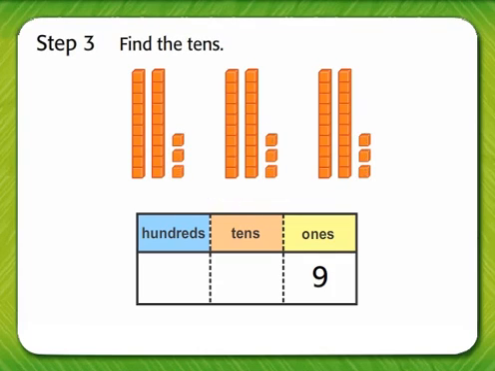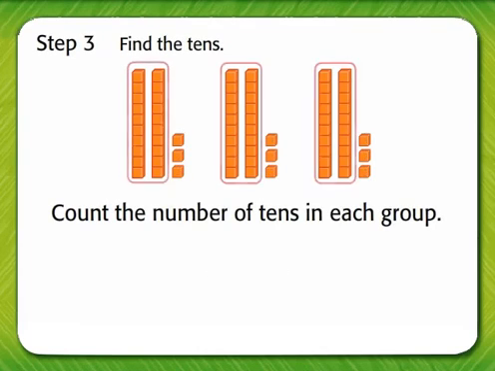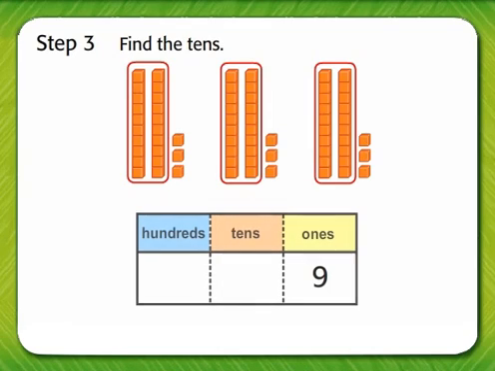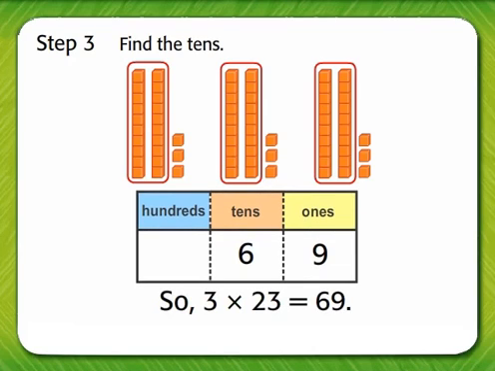Now we can find the tens. Count the number of tens in each group. There are 2 tens, or 20, in each group. 20 plus 20 plus 20 equals 60. There are 60, or 6 tens. So 3 times 23 equals 69.